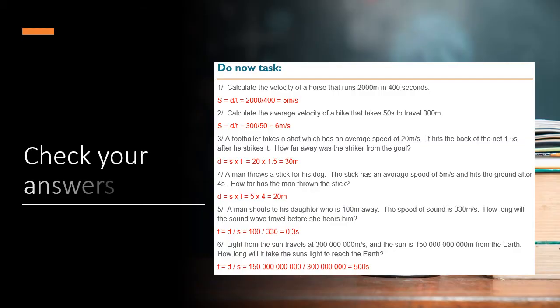Let's check the answers. For question 1, we should have got 5 meters per second. For question 2, 6 meters per second. Question 3, 30 meters. Question 4, 20 meters. Question 5, 0.3 seconds. And question 6, 500 seconds.